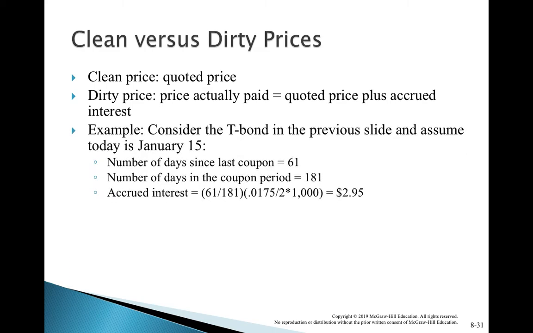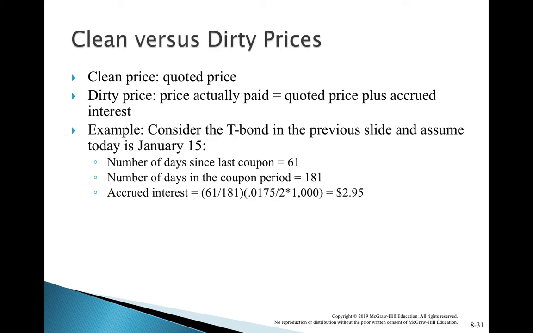Example. Here the example is another one. We have taken the example that on 30th June the last coupon is received. That bond is traded on 30th September. So July, August, September, the seller holds the bond, so he will claim the interest for those 3 months. That is known as accrued interest. Consider the T bond in the previous slide and assume today is January 15. Number of days since the last coupon is 61 days. Number of days in the coupon period is 181 days.